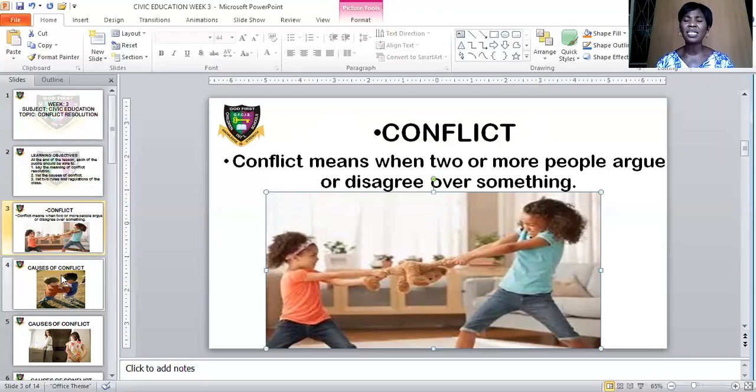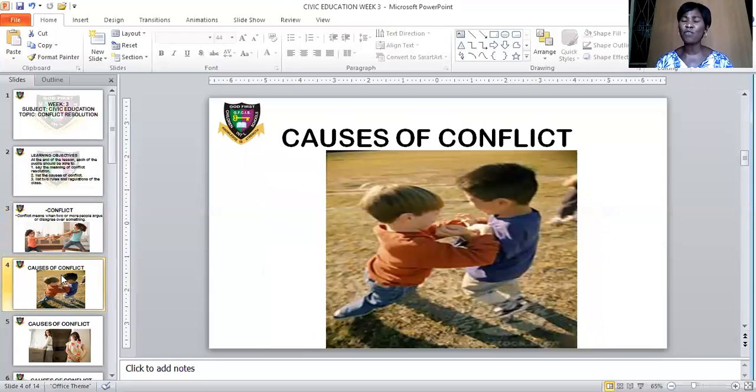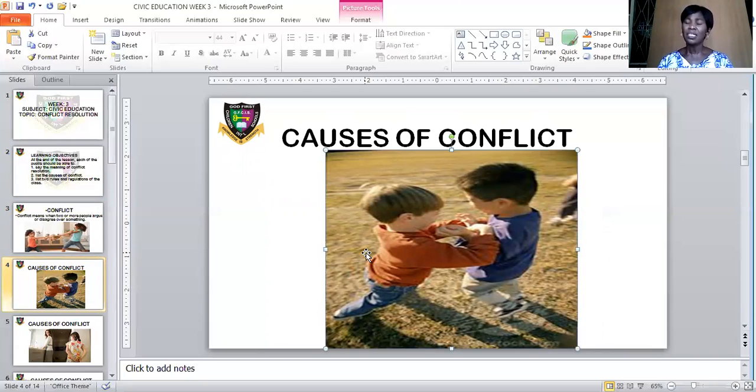So let's see the causes of conflict. That is, what can cause conflict? All those things that can cause conflict. The first picture here, you can see 2 boys. What are they doing? Yes, they are pushing each other. Is it good to push each other? No.